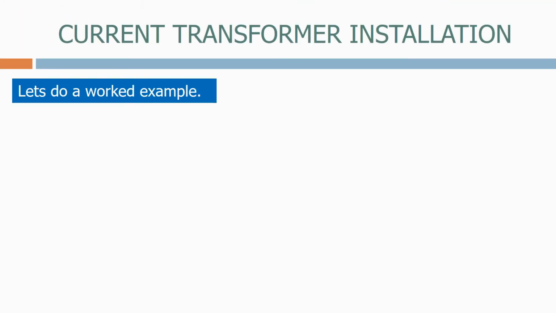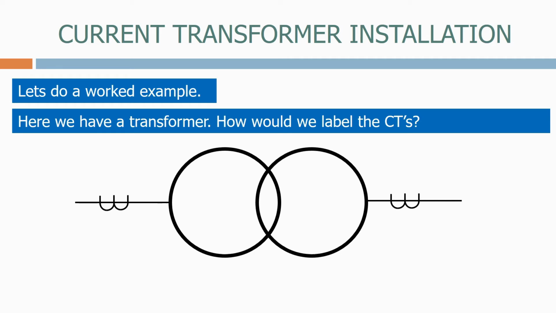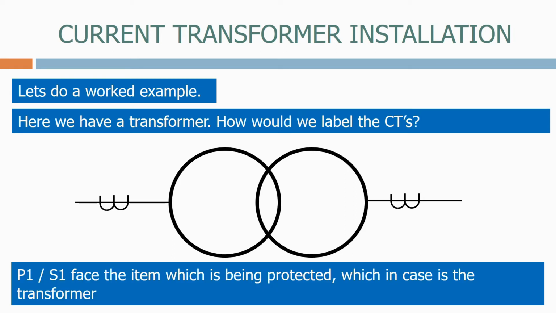Let's do a worked example. Here we have a transformer. How would we label the CTs? P1 and S1 face the item which is being protected, which in this case is the transformer. Therefore, we orientate the CTs as follows.